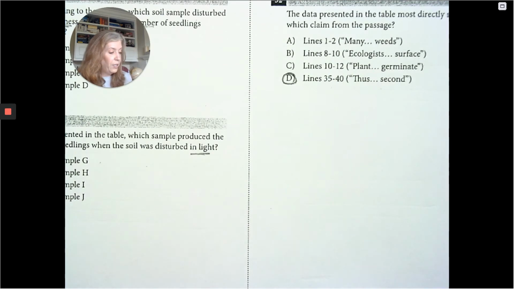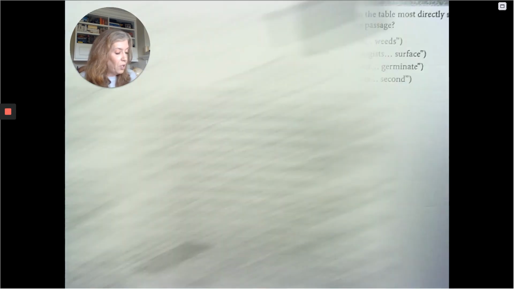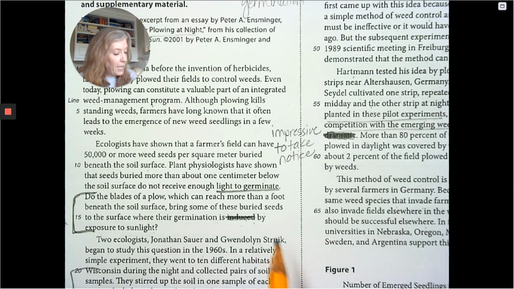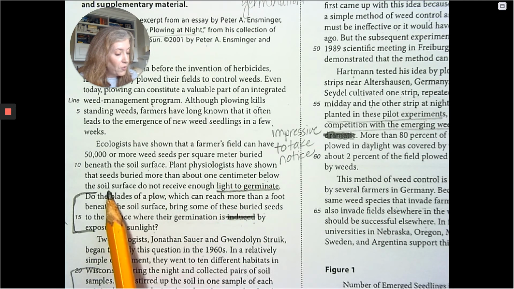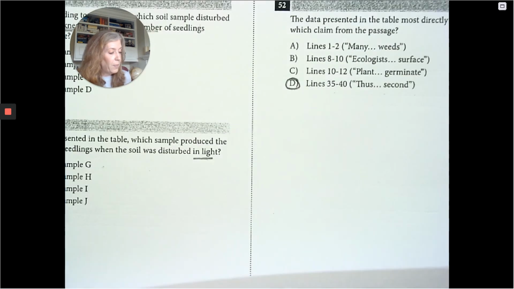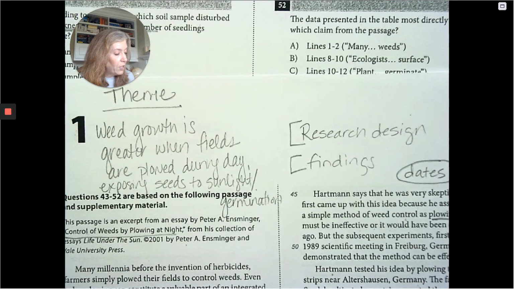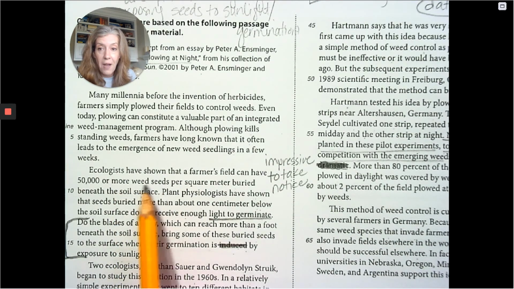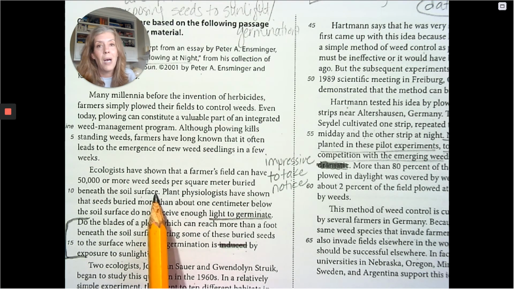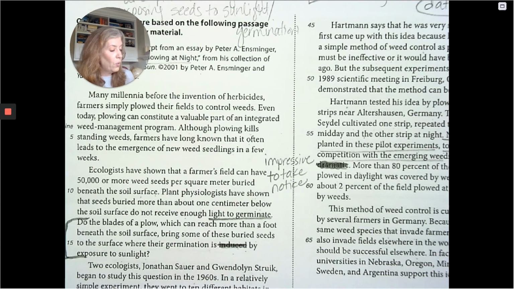Just in case you're worried, lines 10 through 12, plant to germinate. Plant physiologists have shown that seeds buried more than about 1 centimeter below the soil surface do not receive enough light to germinate. It doesn't say anything about weed growth. Lines 8 through 10, ecologists to surface. Ecologists have shown that a farmer's field can have 5,000 or more weed seeds per square meter buried below the soil surface. Again, our theme is about when they are exposed to sunlight and how they're going to grow. So that doesn't go with it.